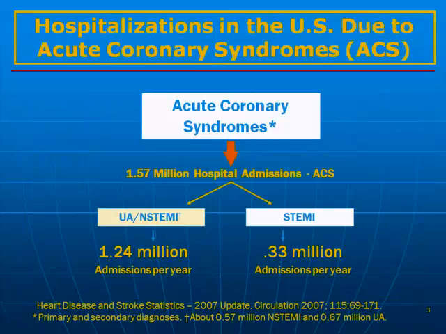So if we go to slide 3, this slide basically just gives us some of the numbers in terms of admissions to hospitals in the United States. The number of patients who present with acute coronary syndrome, about 1.57 million hospital admissions, and of those, the majority end up with non-ST elevation MI or unstable angina, about 1.24 million. A smaller number, 330,000 of those, are STEMI.